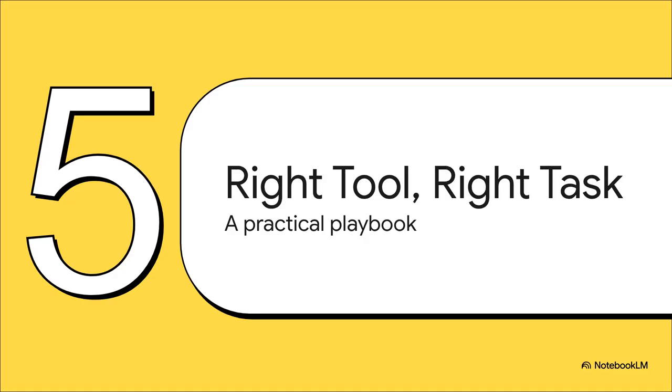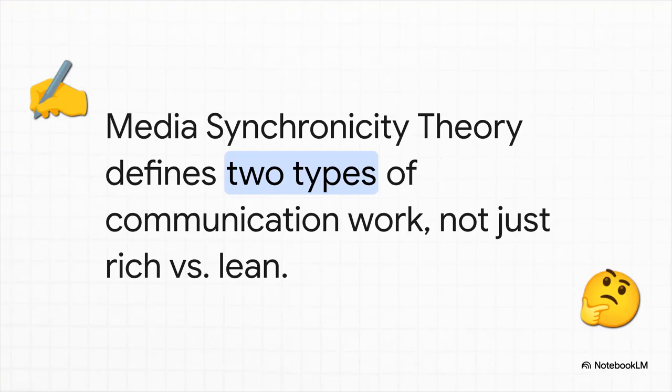Okay, so this combo of XR and AI is obviously super powerful. But how do we actually use it? I mean, you don't need a full-on immersive meeting for a simple update, right? So for that, we can turn to one more little theory that gives us a really simple, practical playbook. It's called media synchronicity theory, and it just helps us get a bit more specific. It basically says that all the communication we do in a team can be boiled down to two fundamental jobs. And if you know which job you're trying to do, you'll know exactly what kind of tool to reach for.